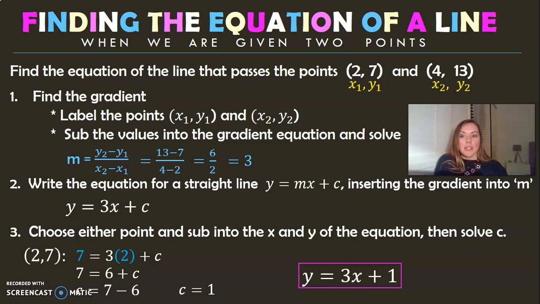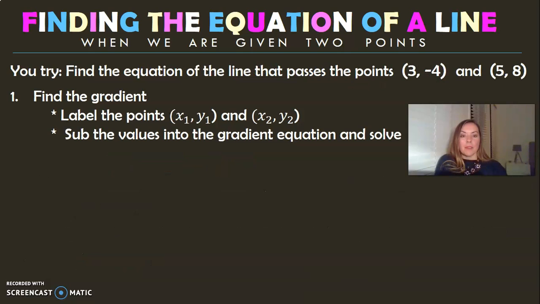I'm going to get you guys to see if you can follow those steps and do the next example. So just remember, before I go to the next slide, our steps are: 1, find the gradient using the equation. 2, write the equation with that gradient inserted into your m, then choose one of the points to sub in and hence help you to solve c. So your example is find the equation of the line that passes through the points 3, -4, and 5, 8. So pause here and see if you can firstly find the gradient.